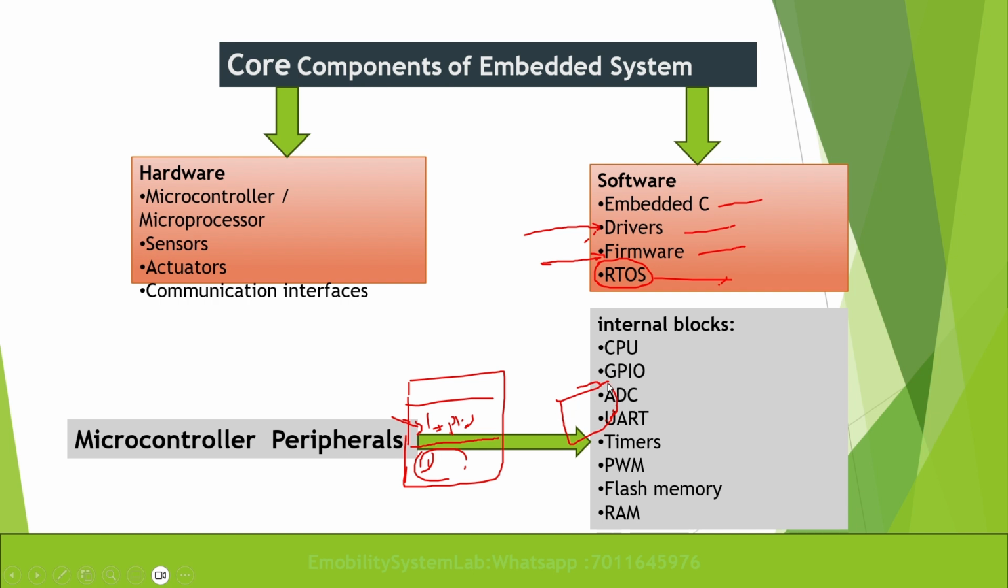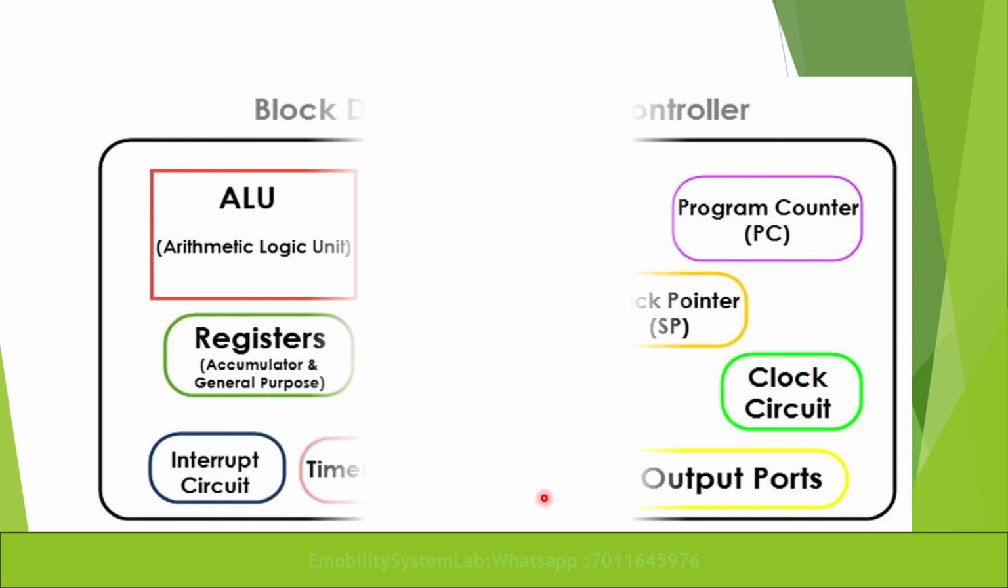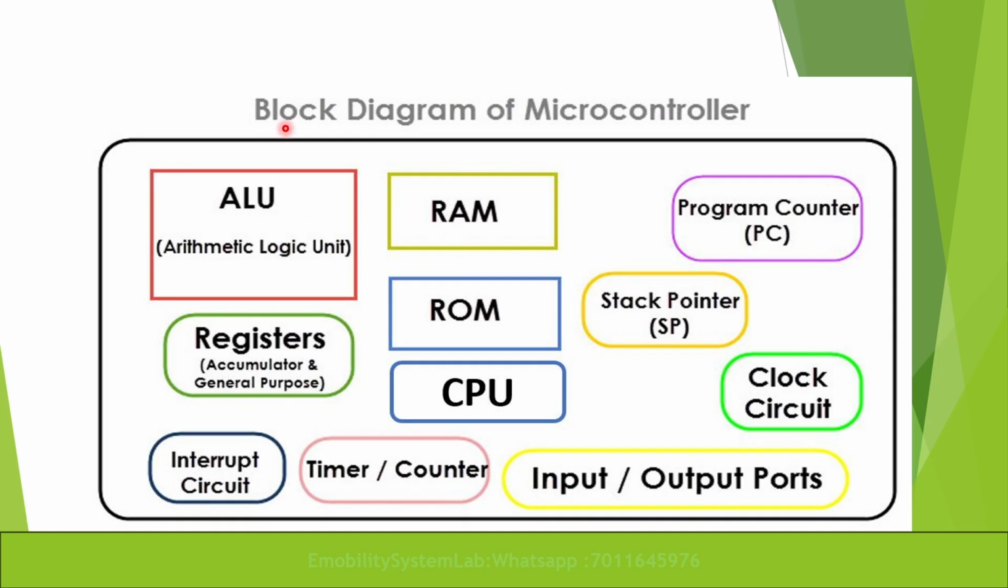These are some microcontroller peripherals like CPU, GPIO port, ADCs, UART, timers, PWM, and flash and RAM memories. Some of those internal blocks we have discussed. Let's see the block diagram of microcontrollers. A microcontroller has some internal blocks like RAM, ROM, CPU, timers. All these are inside the microcontroller on the same chip. This is very simple to understand.